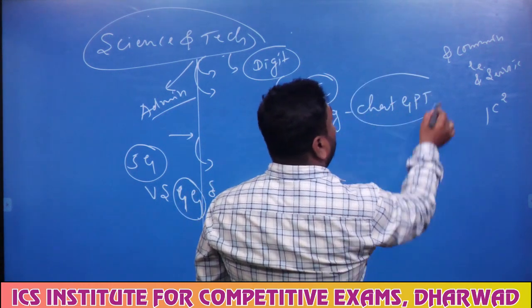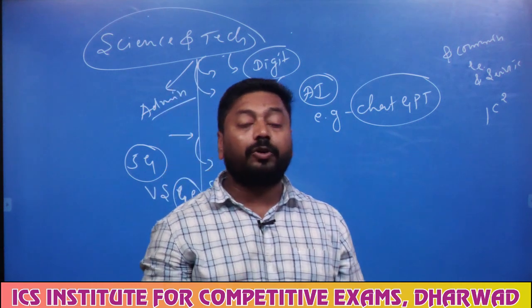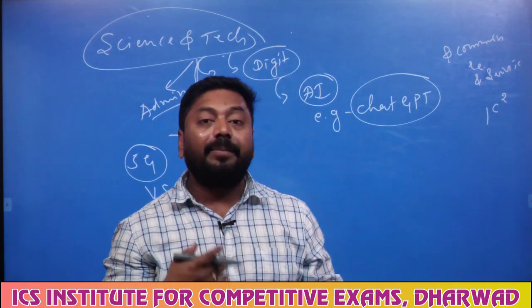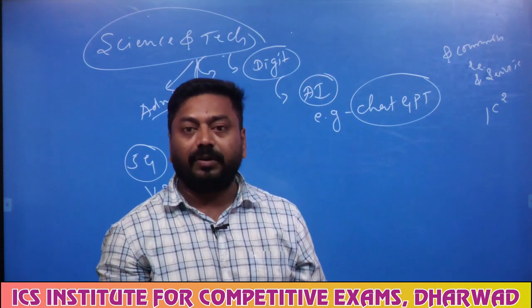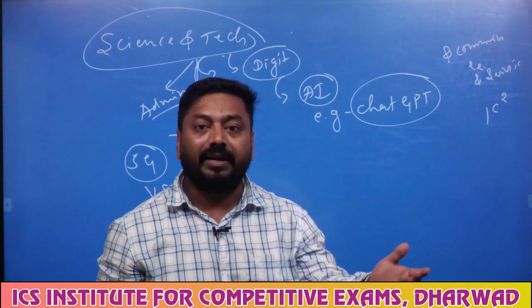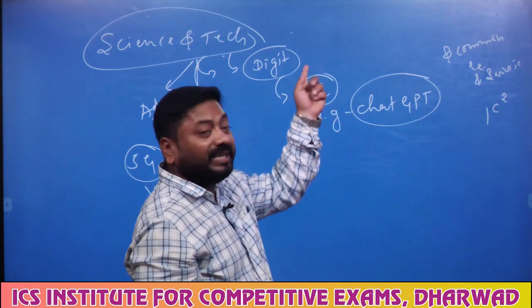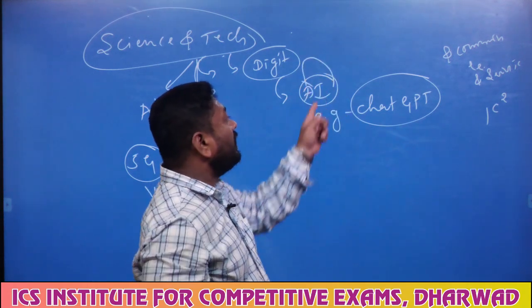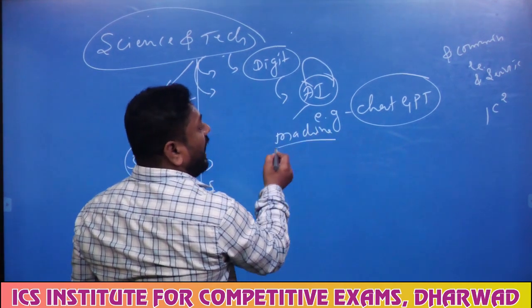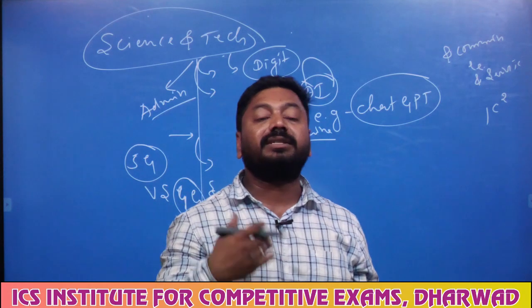ChatGPT means we are going to train a machine according to human thinking, right? Artificial intelligence means the ability to solve logical problems, because humans have intelligence. That's why we can perform certain tasks, right? The same intelligence we are going to add artificially to a machine, where the machine is going to act like a human being to give certain services.